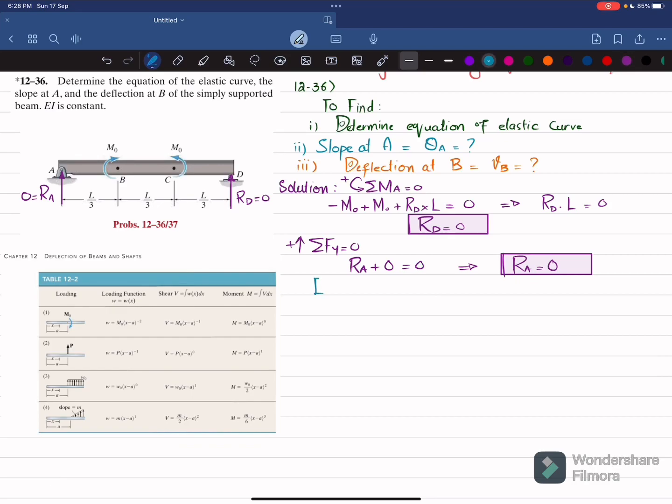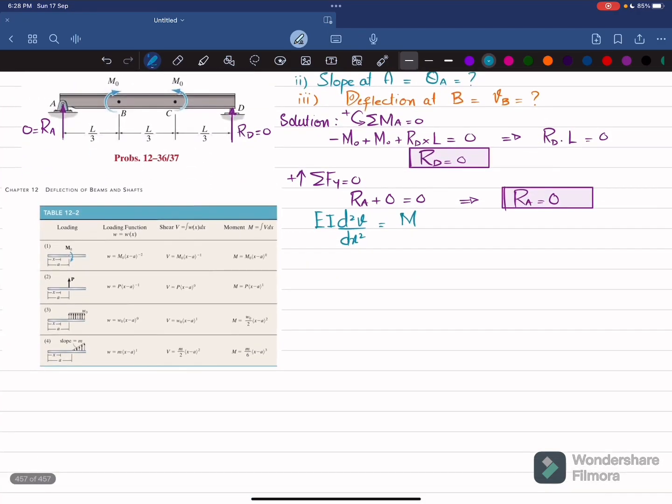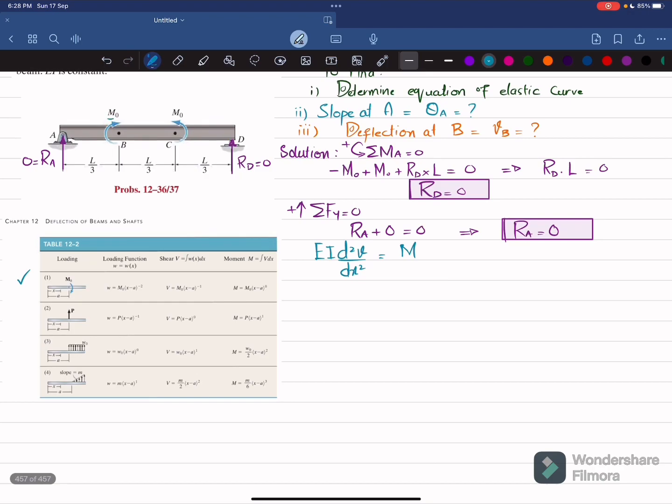That can be found by using this formula: EI d²v over dx² is equal to the moment. So we will find the moment by using the singularity function, and you can see this table from here. You can see that we have the moments only. So if you go to row number 1, that is about moment, if this moment is applied at a distance of A and x starts from this place.